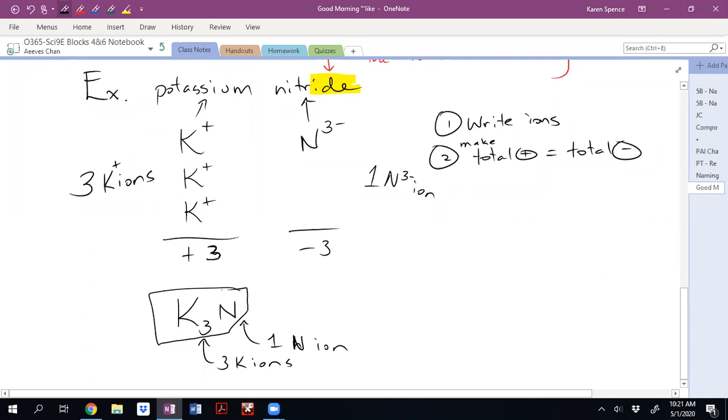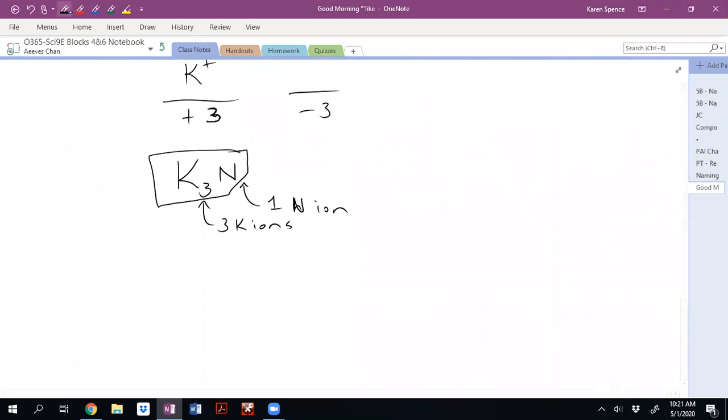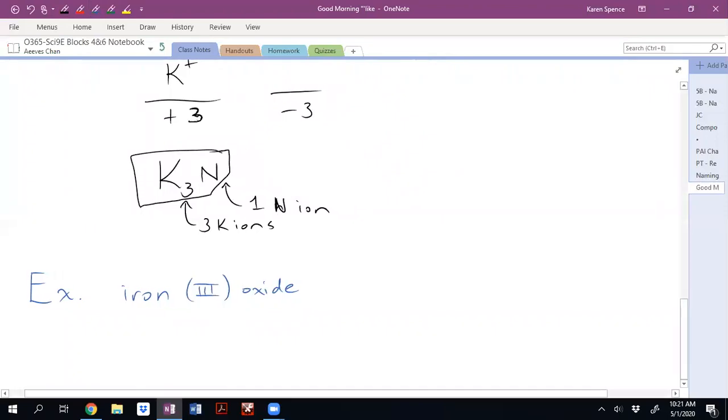Okay, let's try one that's a little bit trickier. Iron 3 oxide. Now I'll let you know the most tempting things that people do. Scandium silver, that would be 2 metals together. We can't do 2 metals together because they both want to give away electrons, and so there would be no one to take them.